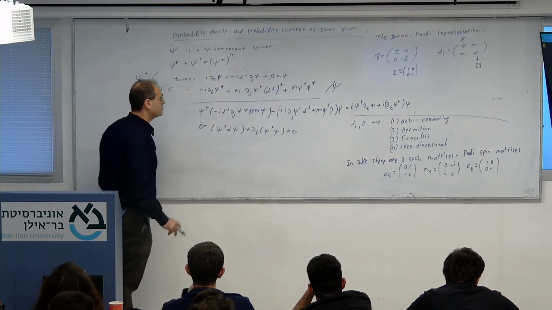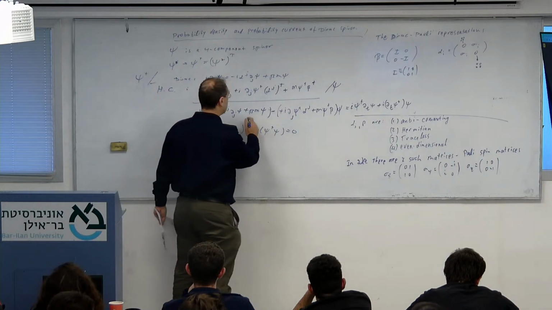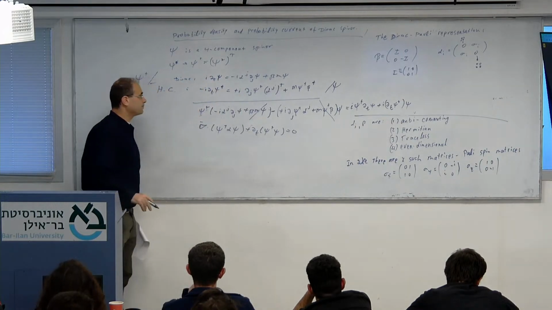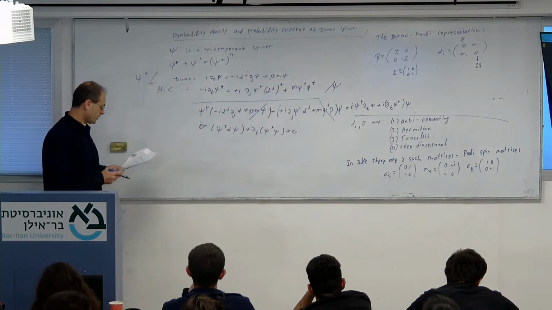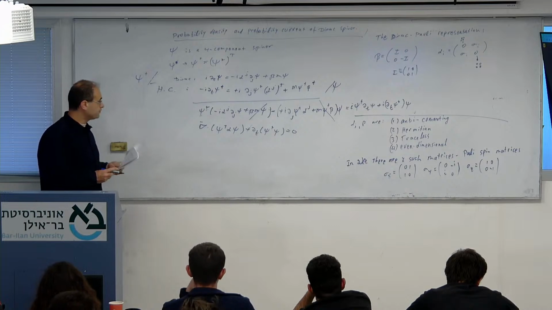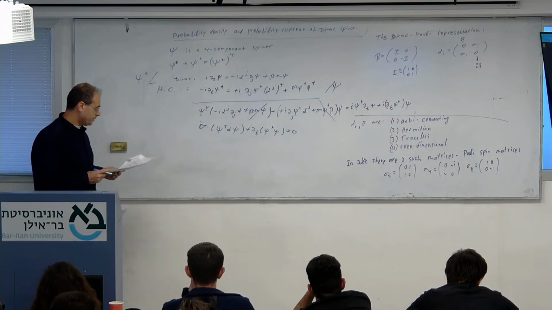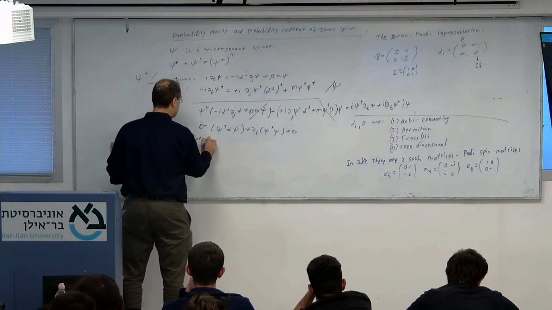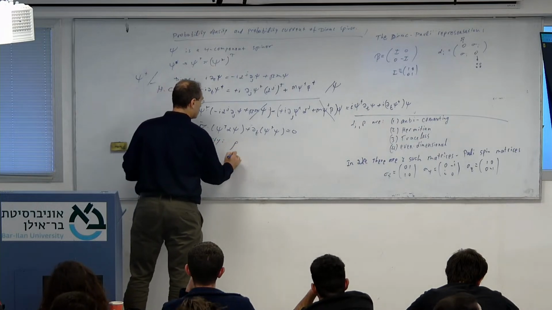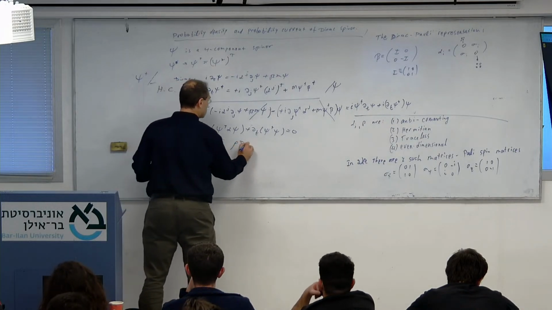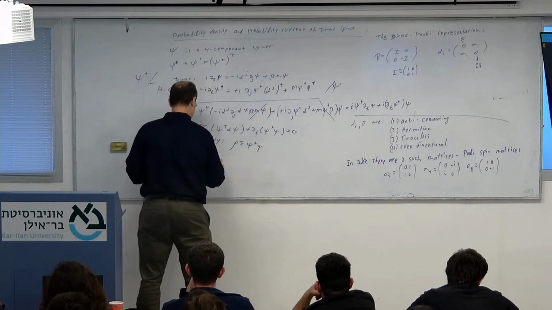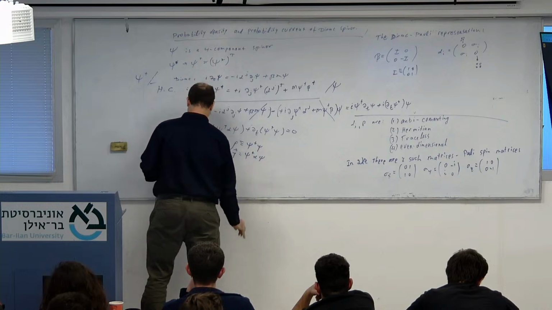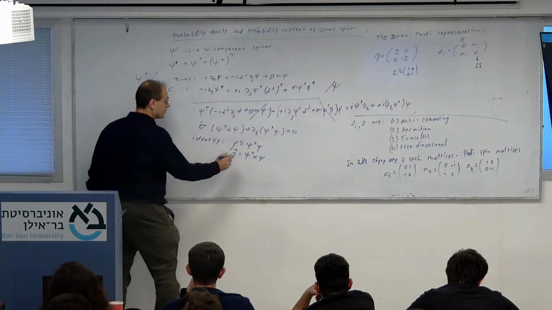When I remove the i's, the beta doesn't care. It cancels, and that's what I get. So now we can identify the probability density and the current density. So we identify rho as psi dagger psi, and j as psi dagger alpha psi. Alpha will be a vector.